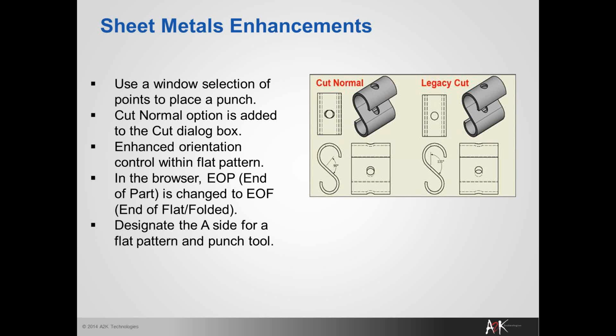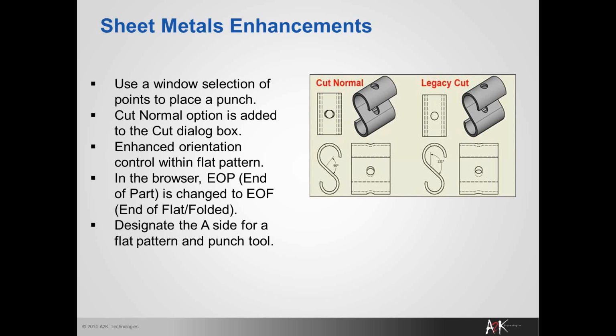Cut normal option has been added to the cut dialog box, and I've got an example of that up on the screen there. So you can see the folded S-shaped sheet metal component there. With the hole generated from the top of the part, traditionally the hole would go all the way through the part as if it was drilled straight from the top. With the cut normal option, it's now normal to the surface that it's going through, which is quite good as well.